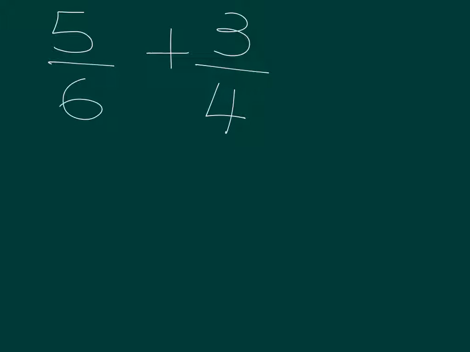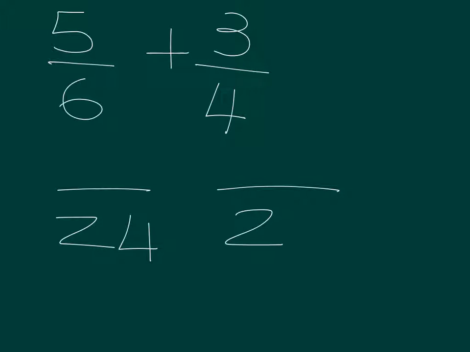What you've got to do is try and find a number that 6 can go into, that 4 can also go into. Most of the time, if you multiply those two numbers together, that'll work. Sometimes it makes your numbers really big, but if you are in doubt, just multiply your denominators. So let's do that in this instance. 6 times 4 is 24, so we're going to go 24, 24. All right, so now the denominators are the same.